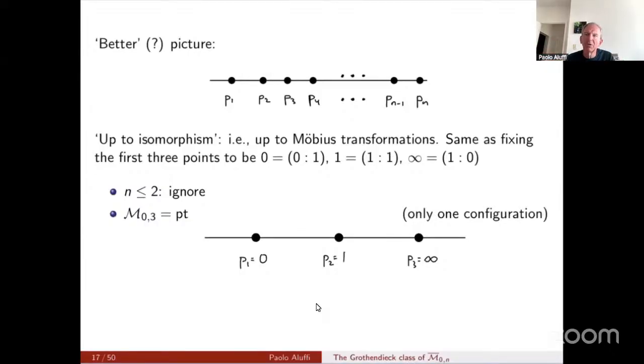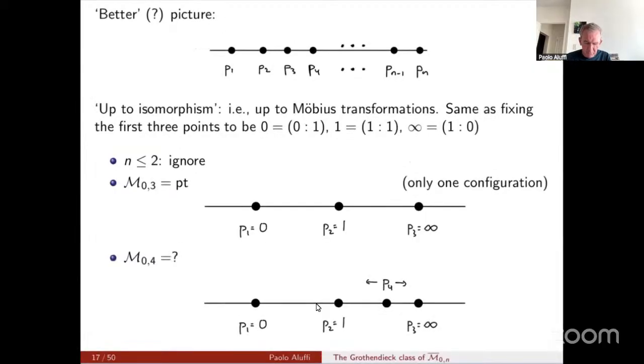With this in mind, for n less than or equal to 2, you just ignore this because there are too many automorphisms. You don't want to mess with that if you want to stay within this context. The first one that is not drawable is M03. The first 3 points are 0, 1, and infinity, and once you fix those, there's nothing else. So this is why M03 is a point, something that I mentioned several times already.